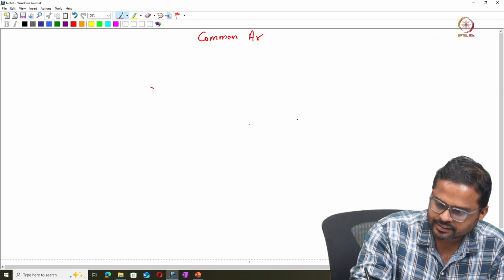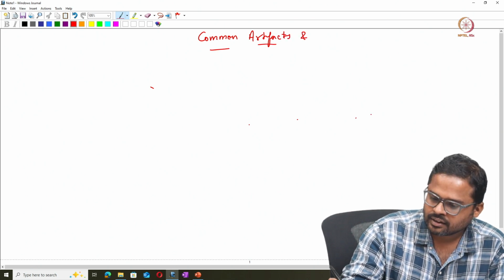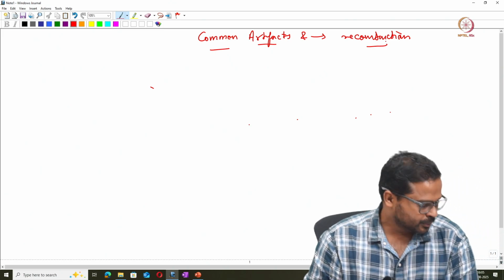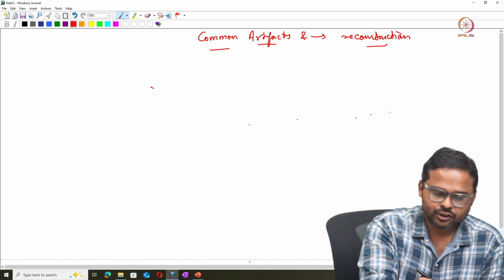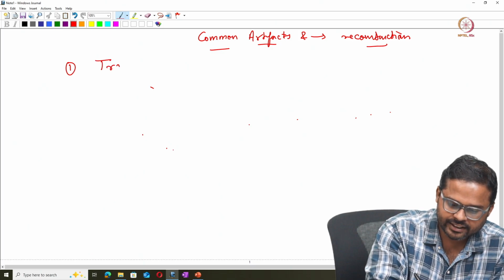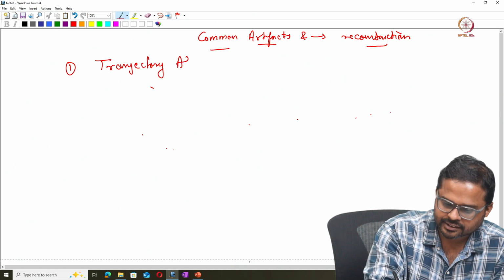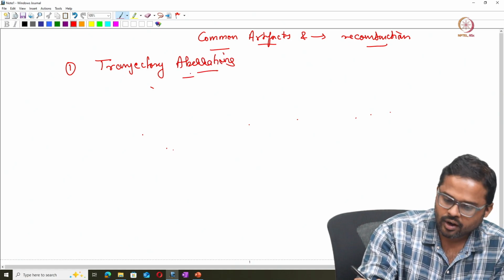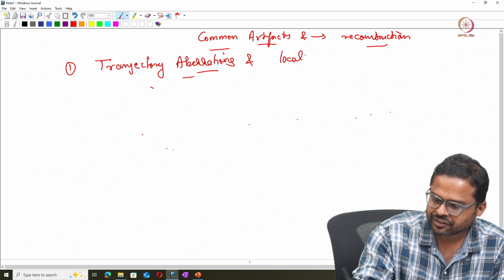Common artifacts which are induced during reconstruction. Okay. So the first common artifact usually present is what we call trajectory aberrations, and the local magnification effects.